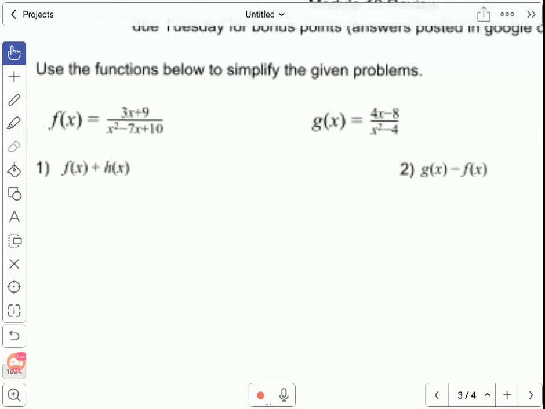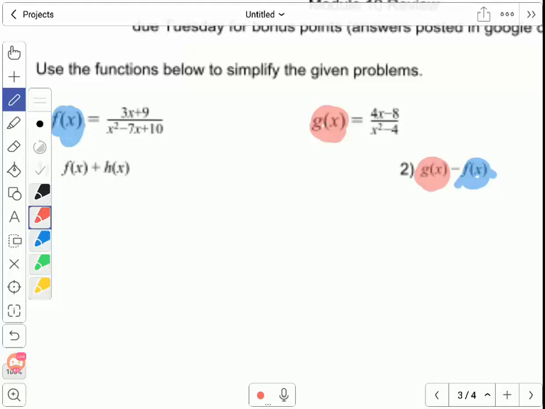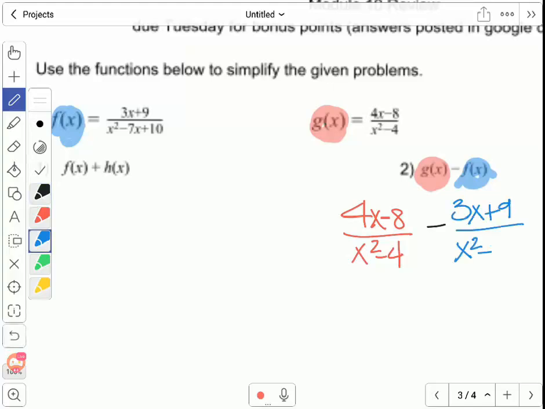So problem 2 says that we're supposed to do g of x, which would be this function here, minus f of x, so minus this one. So I'm just going to rewrite everything that I know. So g of x is (4x minus 8) over (x squared minus 4). We have minus (3x plus 9) over (x squared minus 7x plus 10).